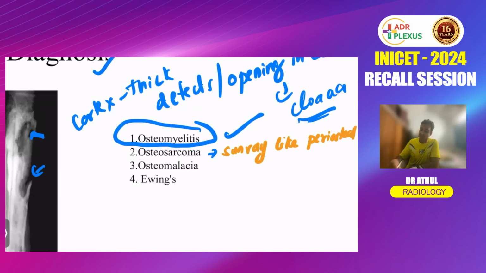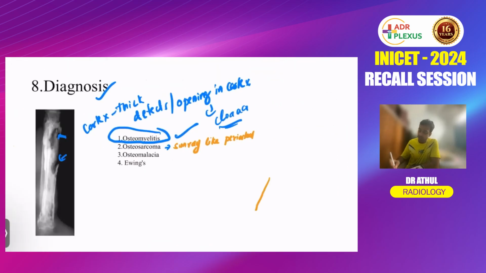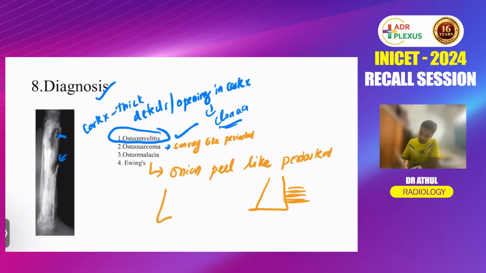It will be actually classical. If it will be like this, it is a sunray-like periosteal reaction. And what happens in Ewing sarcoma is there will be onion peel like periosteal reaction. So this is the concept. How onion peel will be seen is it will be seen like this. Okay, onion peel like periosteal reaction.